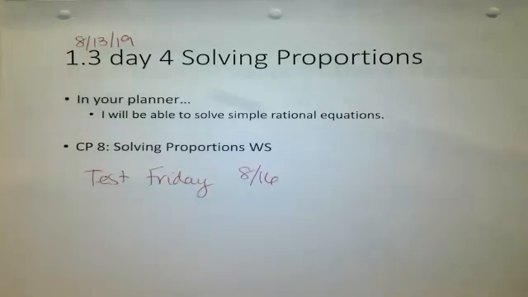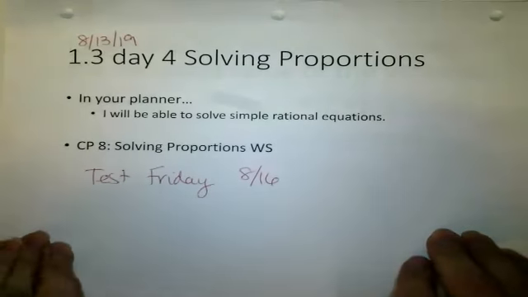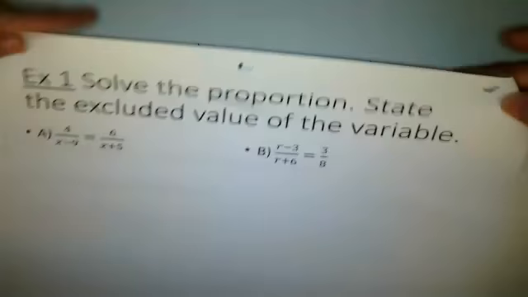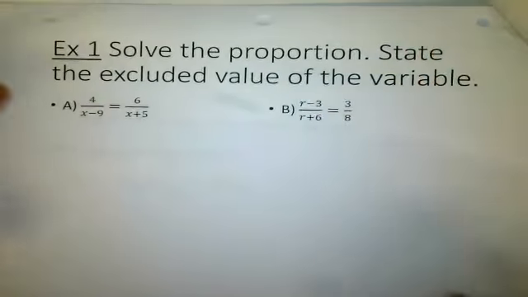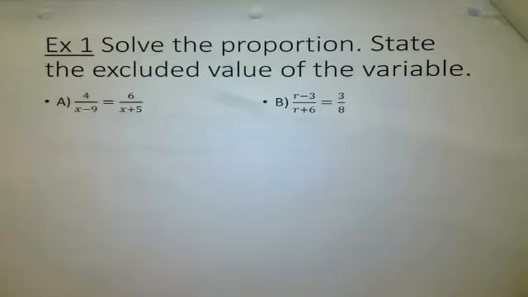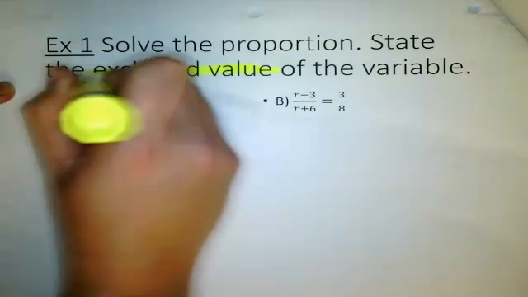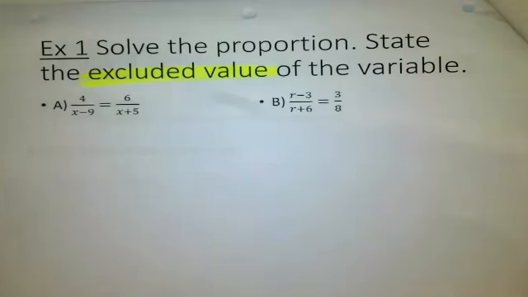More practice. Okay? All right, so today we're solving proportions. And we're going to be doing two things. So the first thing is, eventually we're going to solve the proportion. So example 1 is solve the proportion. But I also need us to state the excluded value of the variable. And that might be a new thing for you. It might not. But we're going to look at that first.